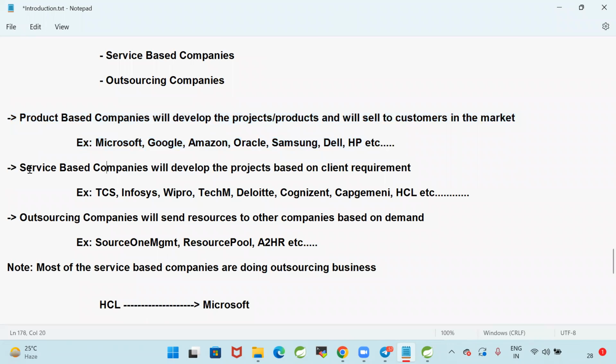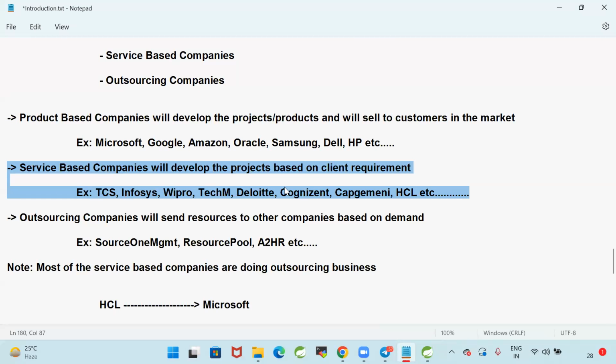Then what is service based company? Service based companies will develop the projects based on client requirement. Now you want to start one business, you want to start one college. For your college you need a website. For that you can give the requirement to these companies. These companies will develop the projects. TCS, Infosys, Wipro, Tech Mahindra, Deloitte, all these companies come under service based.